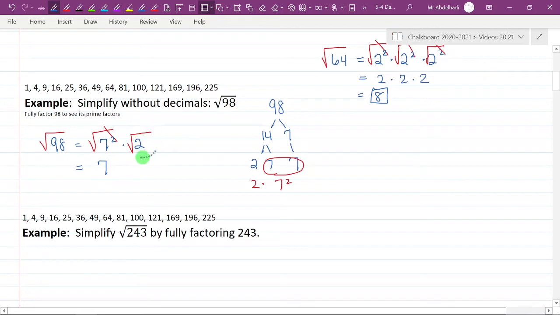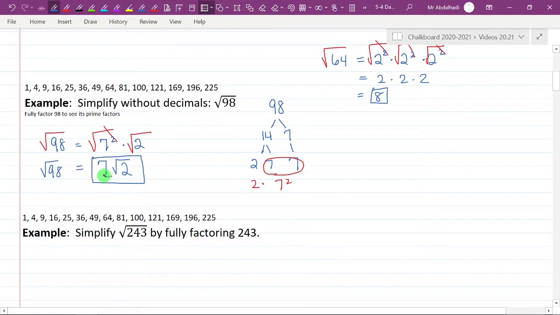Now can you do anything with this? 2 is a prime number. You cannot break it down. If you try to square root it with a calculator, you'll get a decimal. We don't want that. So basically leave it alone. If you cannot break it down, it's as simplified as it can be. So the square root of 98, or radical 98, is 7 radical 2.